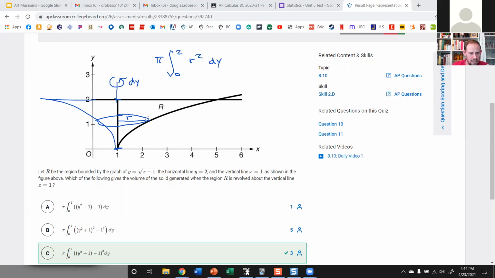All right, so we need to find a function for this r right here. Well, it's the difference between this curve and this curve. But we need this curve in terms of y, and this one was y equals the square root of x minus 1. So to get this in terms of y, we'd have to solve for x. So we'd square both sides, and then we'd add the 1 over.